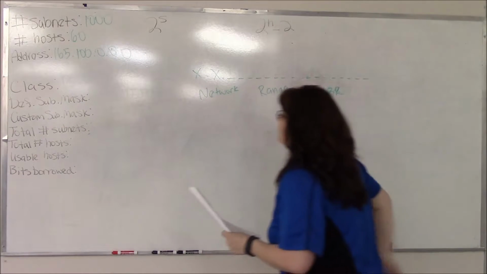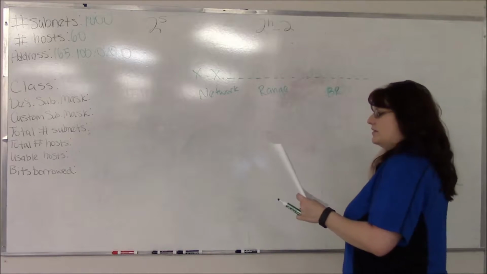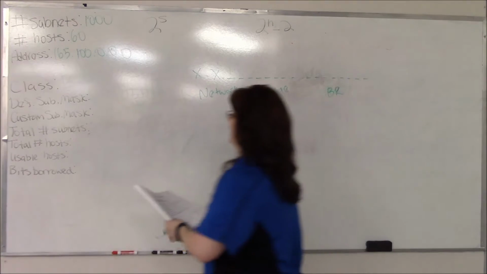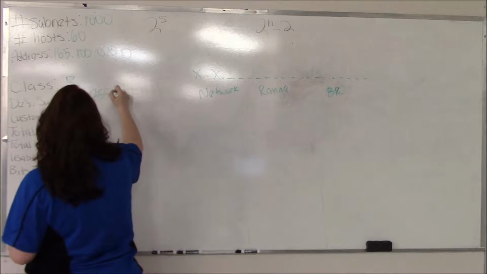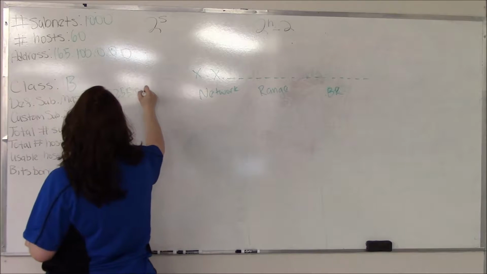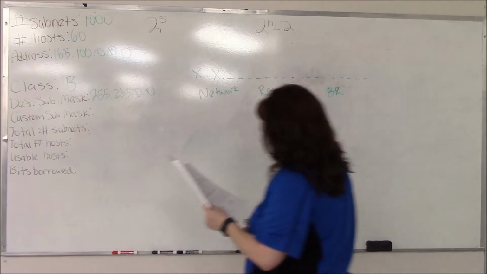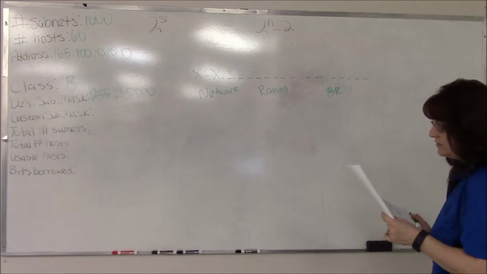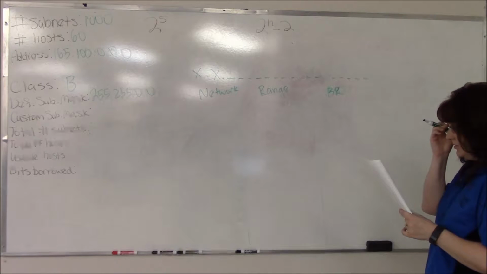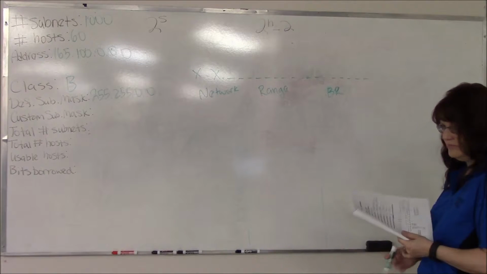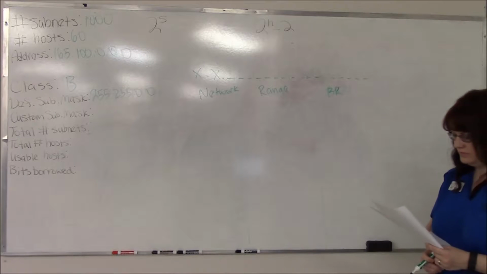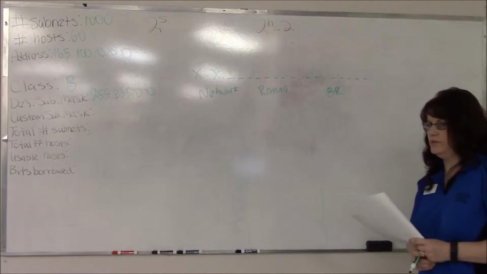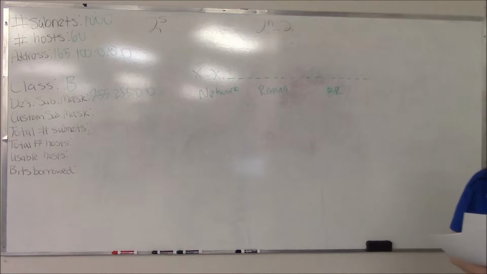I think we've done a previous problem with this, but this is a twist on it. So this is still a class B, and our default subnet mask is still the same. So we need 1,000 subnets and 60 hosts. How do we get that? Two to the what gives us 1,000? It's actually going to give us 1,024.